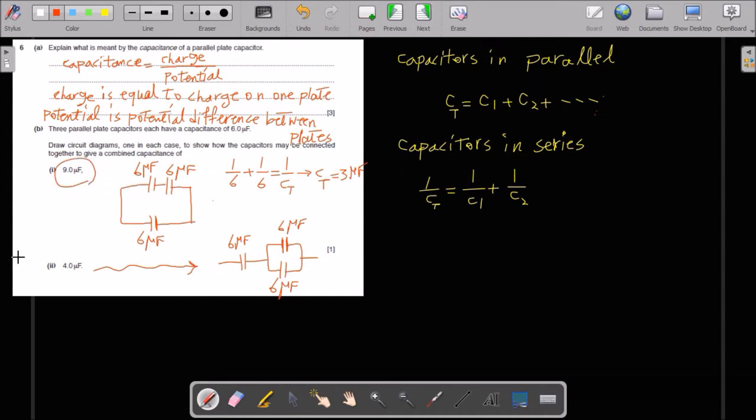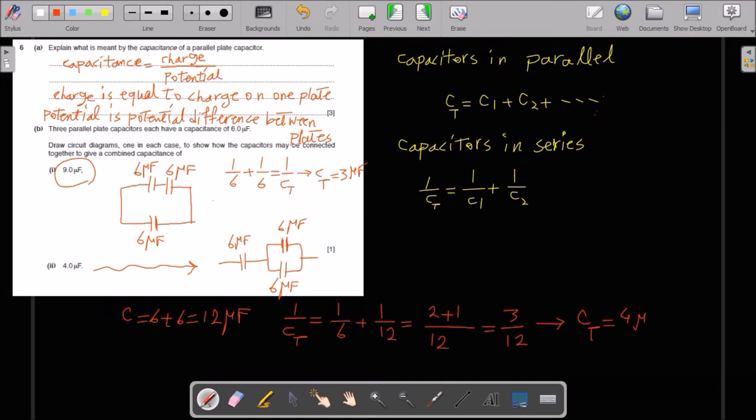So this is 9. And for 4, first of all, two in parallel, 6 and 6. So for parallel, 6 plus 6 is 12 microfarad. And then use 1 over C total is equal to 1 over 6 plus 1 over 12. So C total will be 4 microfarad. This is for this part. So this is 4.